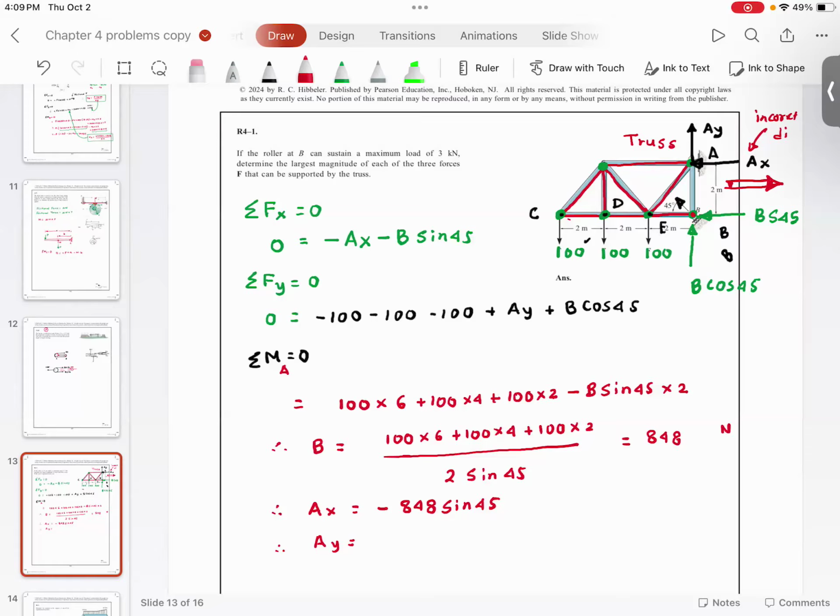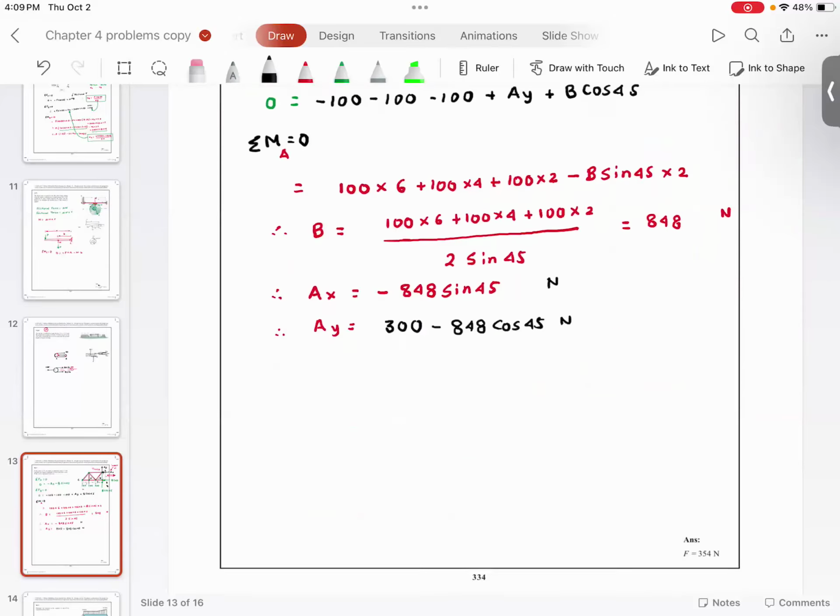And what is AY? AY is equal to 300 minus B cosine 45. Are you with me?